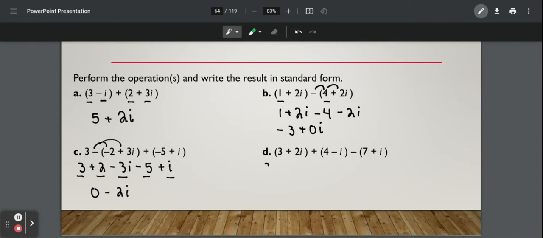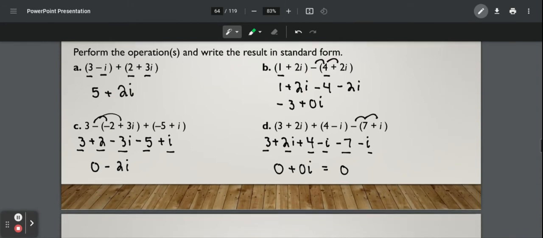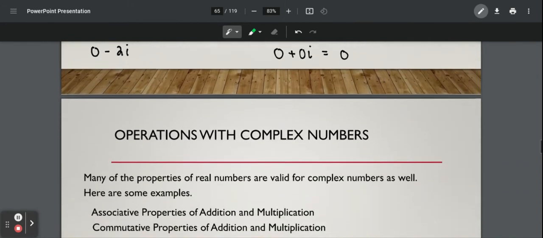And the next one, again, write it all out. So 3 plus 2i plus 4 minus i, distribute your negative, minus 7 minus i. When we combine terms, 3 and 4 is 7, minus 7 is 0. 2i minus i, we get plus 0i. So we would just get 0 for that one.